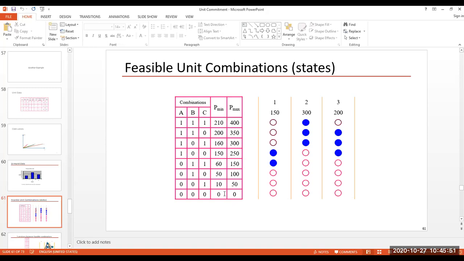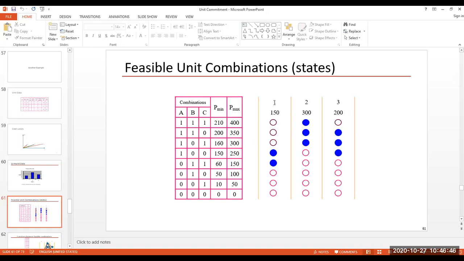We simply take the minimum and maximum for each of the states. If you have all the units off, it is pretty clear that your minimum will be 0 and the Pmax will be 0. If only unit C is on, then Pmin will be the corresponding minimum for unit C, and Pmax will be the corresponding maximum for unit C, and so on. If you have multiple units on, then you simply add their minimums and put them here. If you have all the units on, you simply add up the maximums and write it down here. So 400 is the summation of all the maximums for units A, B, and C, and 210 is the summation of all the minimums for A, B, and C. In this way, you can fill it up like the previous example.